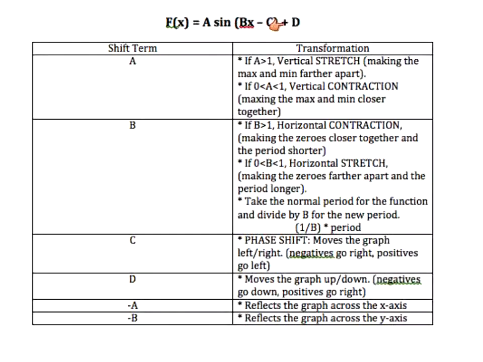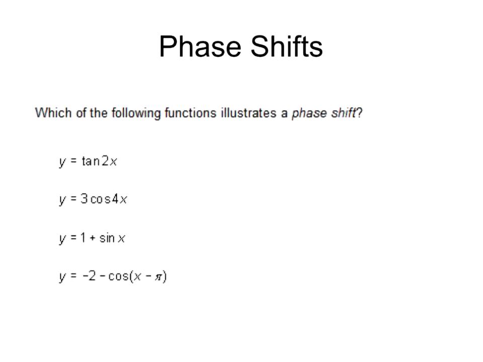The phase shift is always inside the parentheses and it's not attached to the x. So it's always your other number inside the parentheses. So phase shift. Which of the following functions illustrates a phase shift? So again, we just have to understand where it's at in our formula. So if I have a sine bx minus c plus d, and we said c is our phase shift, which one of these has a c value?